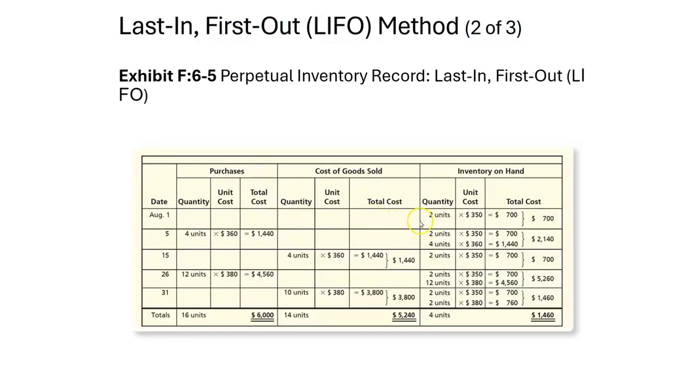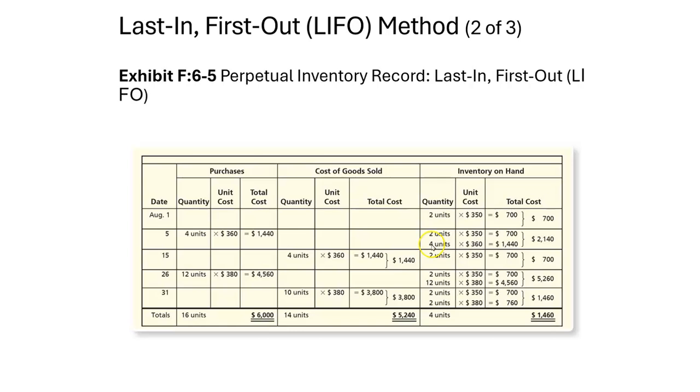So you see that we start the next one for last in, first out, with the 2 units, beginning inventory at $350 for $700. Then we bought another 4 units at $360 for $1440. So every time we make a purchase, we bring down the old inventory, we bring over the new inventory. Now I have 6 units, but I have 4 units at one level and 2 units at the other level at a different cost. So now when I sell 4 units, we're taking from the bottom level, last in, first out. This was the last units we purchased, so they're going to be the first ones out.